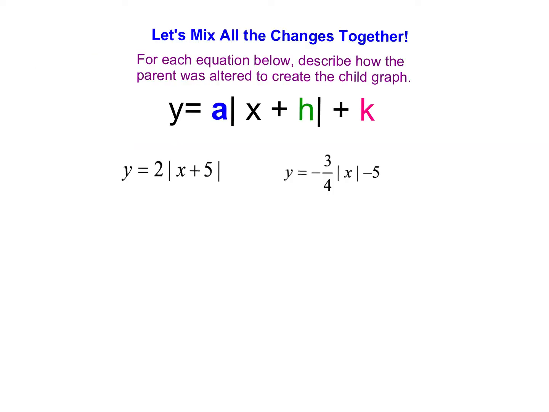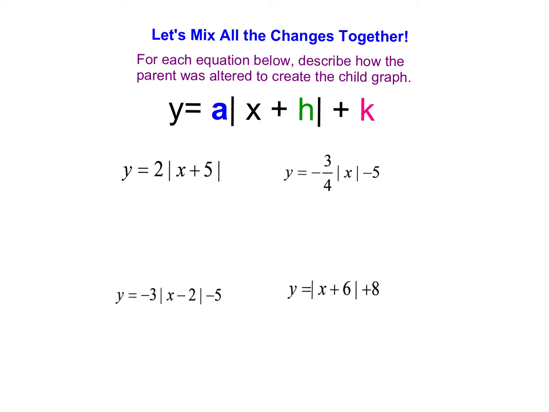To start, we need to recap what we learned about A, H, and K. We're going to look at each equation below and decide what the A value is. Remember, A is multiplied out in front. Decide what the H value is, which is the number added to the inside of the absolute value. And then decide what the K value is, which is the number added to the outside of the absolute value. From there, we're going to determine how those transformations alter the parent graph. So that is where we are headed.